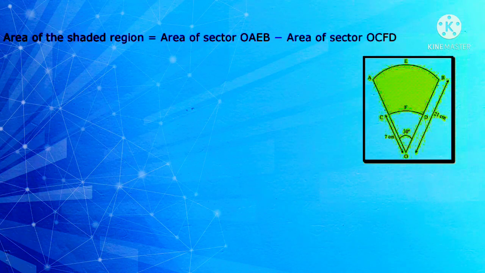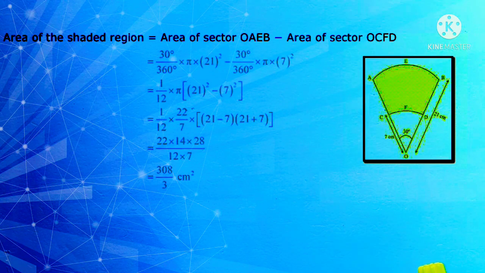So that's why, as you see here written, area of the shaded region, area of sector OAEB minus area of sector OCFD, isn't it? So now here if we apply the sector formula in both cases, so no doubt here the angle is how much? 30 degree, and for the bigger one the radius is 21 centimeter. So that's why here we have to write theta by 360 into pi into radius, how much? 21 centimeter square, minus the smaller part, theta by 360 into pi into the radius, how much? 7. So that's 7 square.